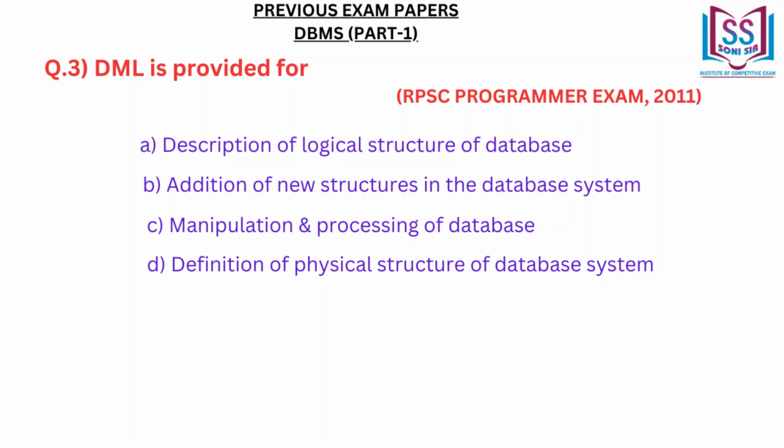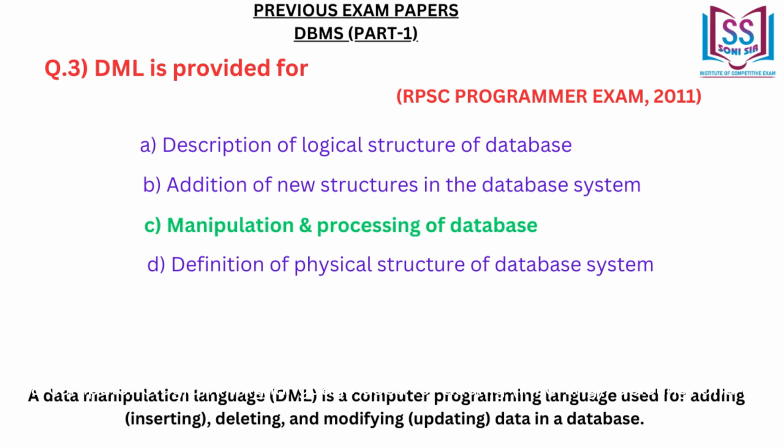DML is provided for: A. Description of logical structure of database, B. Addition of new structures in the database system, C. Manipulation and processing of database, D. Definition of physical structure of database system. Correct answer C. Manipulation and processing of database. A data manipulation language, DML, is a computer programming language used for adding, inserting, deleting, and modifying, updating data in a database.